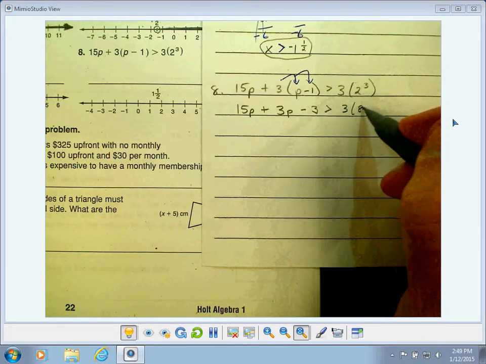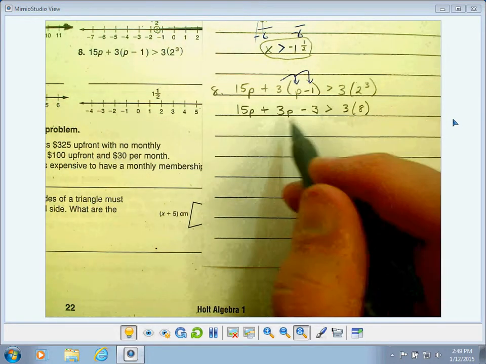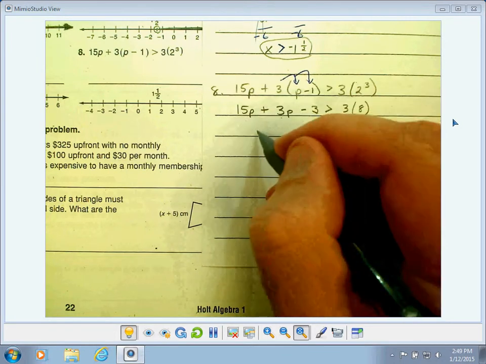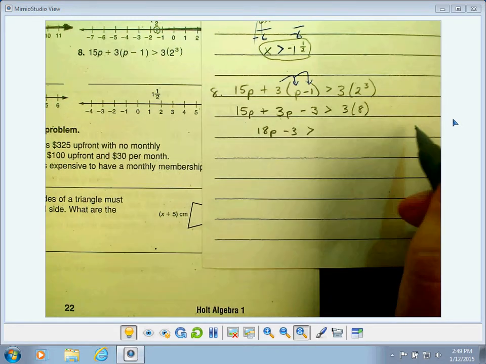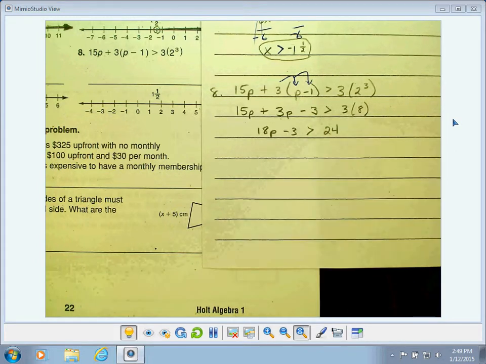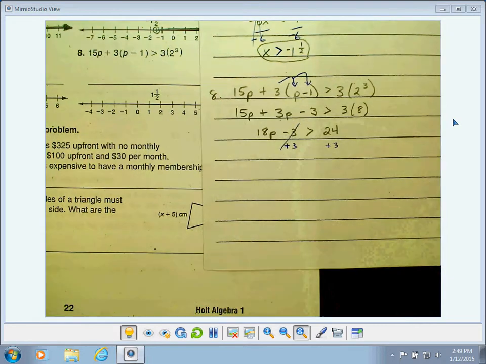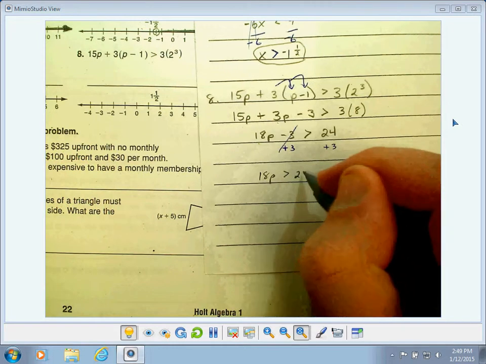The reason why I left that there like that is because in this side over here, we actually have some like terms with the variable terms this time. The 15p and the 3p can be added together to make 18p minus 3 greater than 3 times 8 is 24. So this problem looked really ugly, but really after a couple steps of simplifying, it's down to a pretty standard problem. So we'll add the 3 to cancel it. And I get 18p is greater than 27.